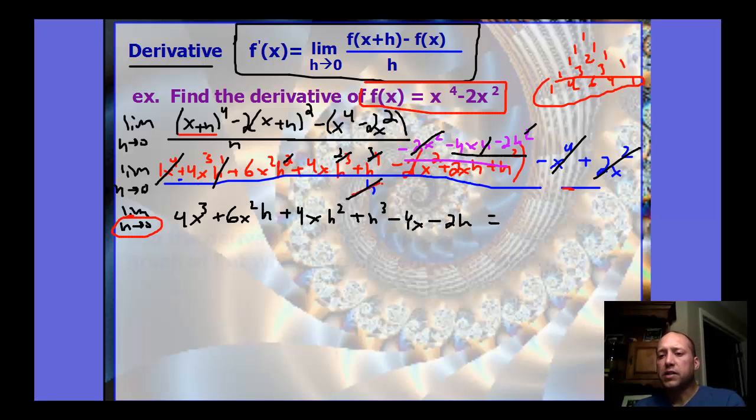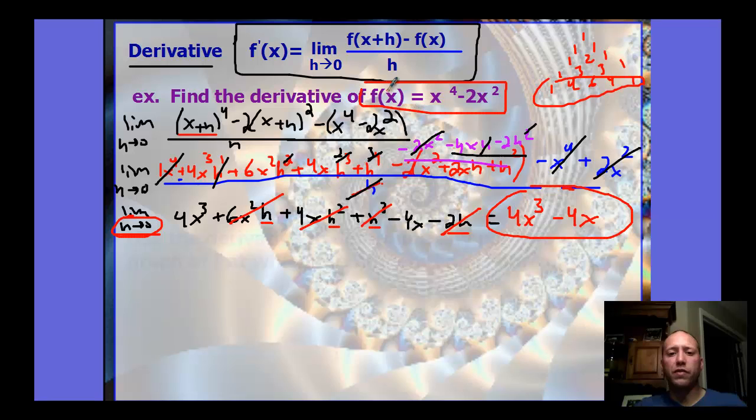Now I can find the limit as h approaches 0, and that's using direct substitution. So I can plug 0 in for these h values, and when I do that, each of those terms is multiplied by 0, so those all become 0, 0, 0, and 0. So I'm left with 4x cubed minus 4x. This is the derivative of our function f, so we could call that f prime. So f prime of x is equal to 4x cubed minus 4x.